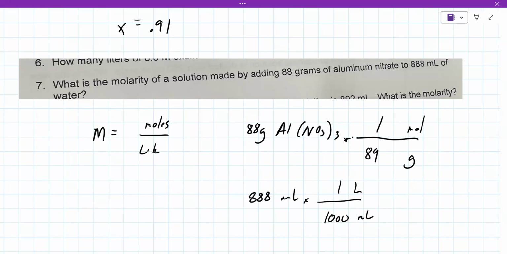But some students try to do those calculations all together. I recommend doing them right there. Do the top one first, then this one, and then you can divide. I got 0.98 for the first one, and then 0.888 for the second one.